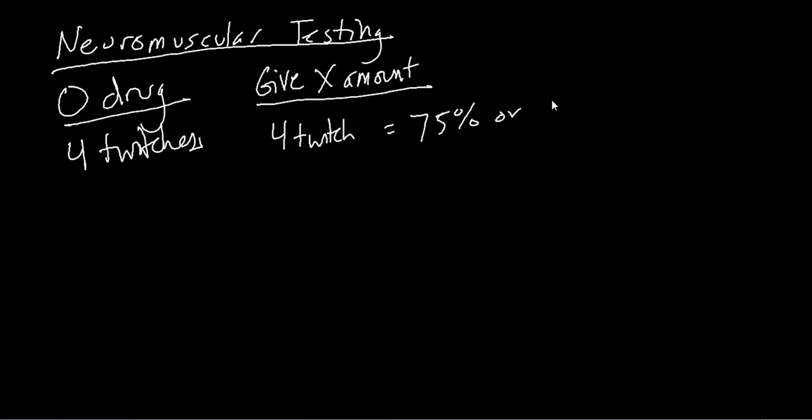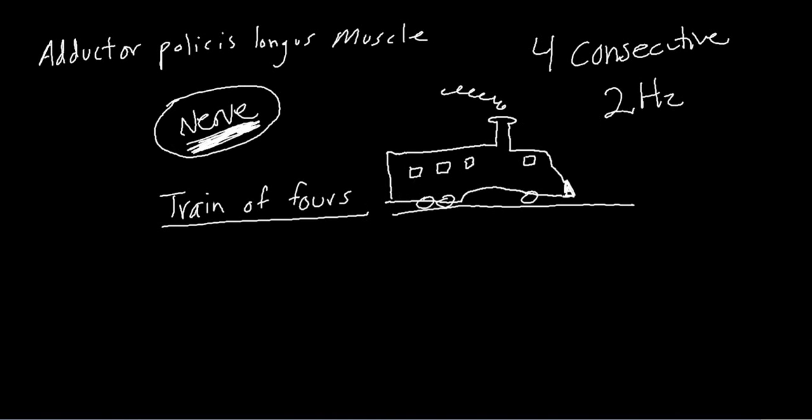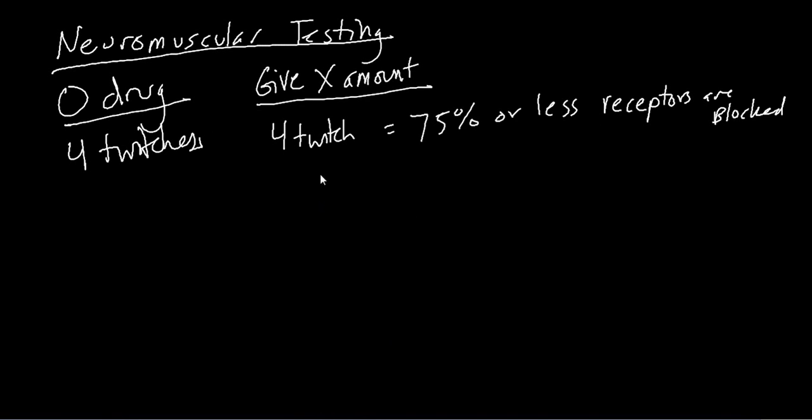I'm going to write that again, and I'm going to explain it again. 75% or less of the receptors are blocked. That is to say, if we have 25% of our receptors that are free, that are not being prevented by the rocuronium. Remember, I'm going to go back a few slides. Here, we're going to block all 4 receptors. However, if we have 25% of the receptors still open, we'll still see 4 consecutive twitches that are equal strength.